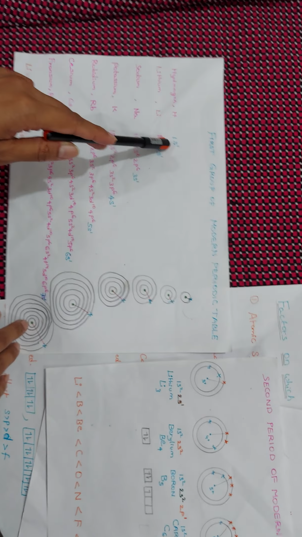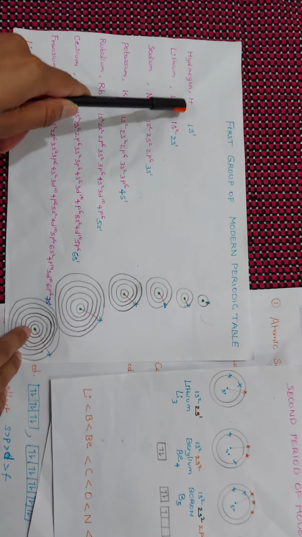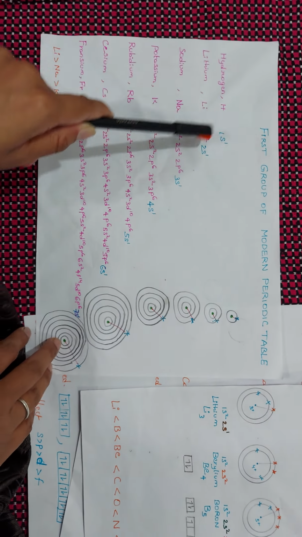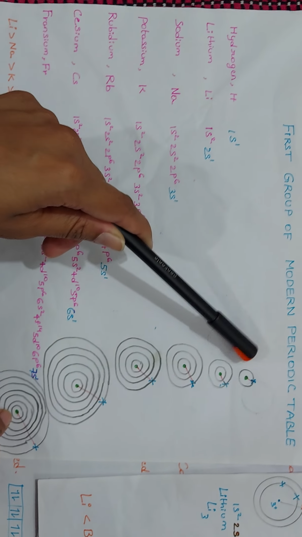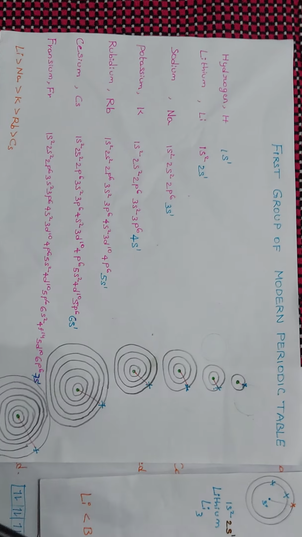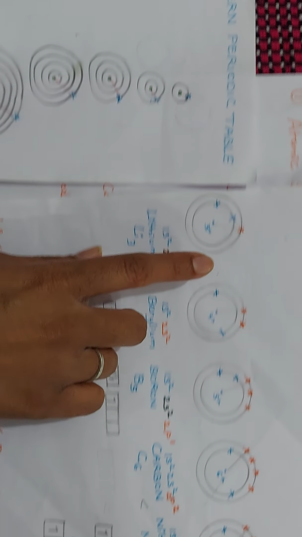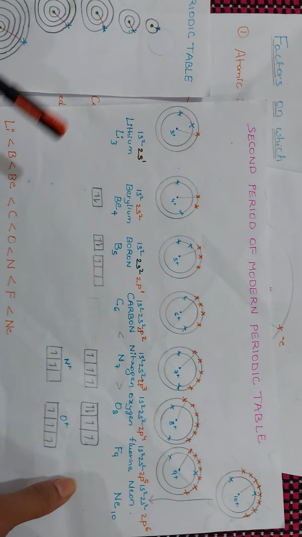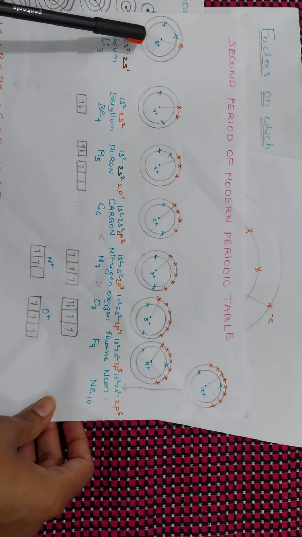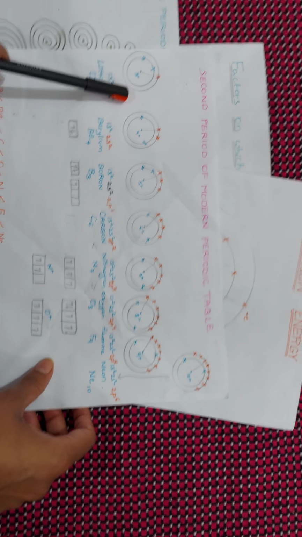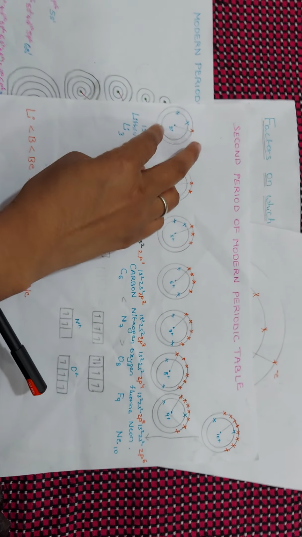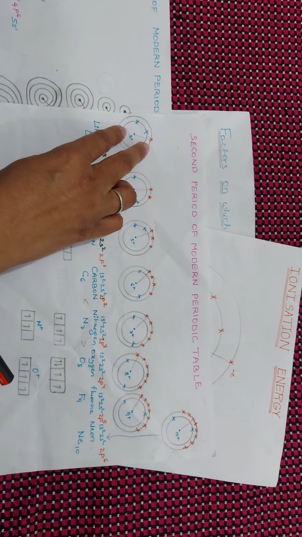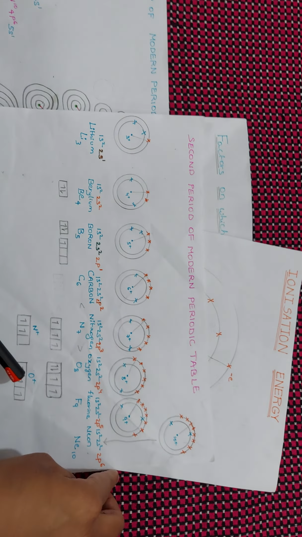I have mentioned the electronic configuration also here: 1s1, 2s1. So along a group, the number of shells is increasing, but along a period, in the same shell, the number of electrons goes on increasing. So the positive charge is increasing in a period, and the strength of the attraction between nucleus and electron is increasing along the period.